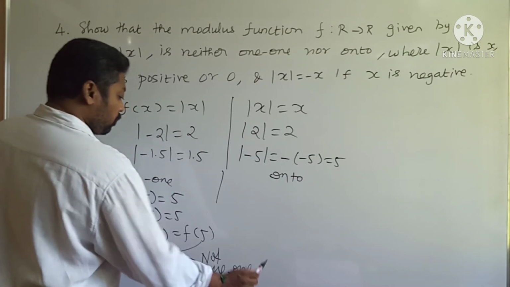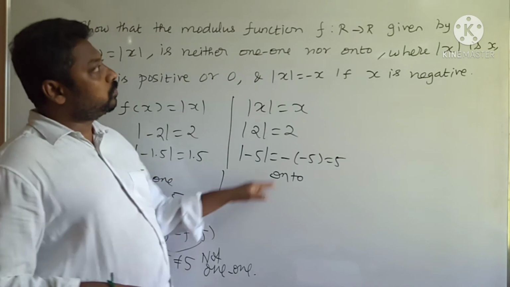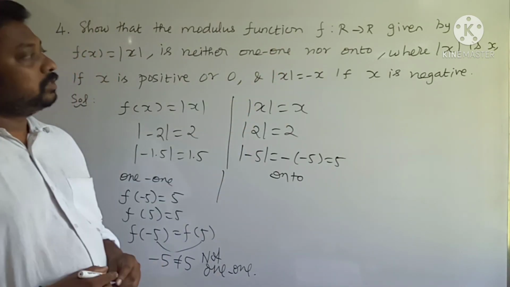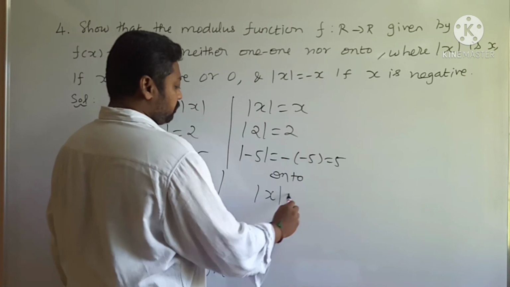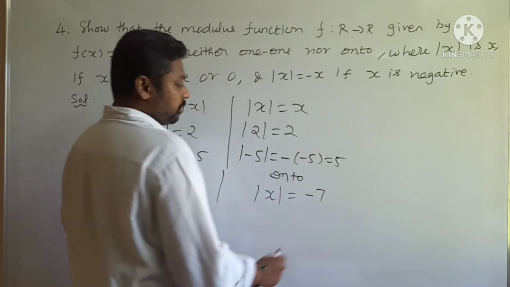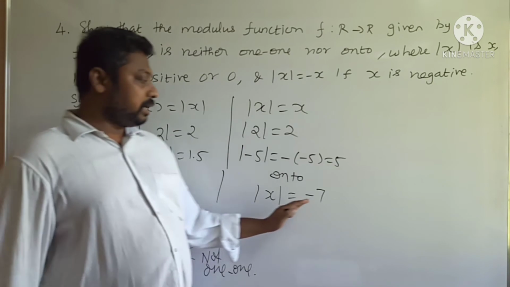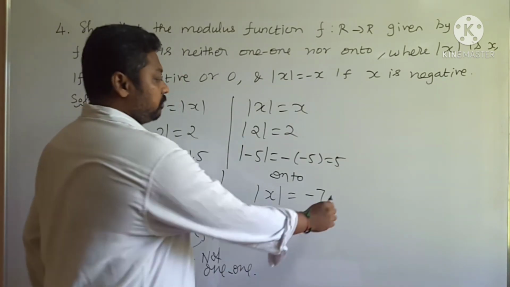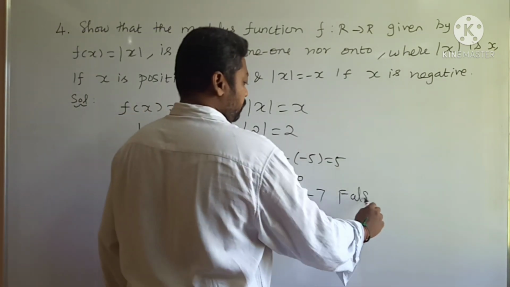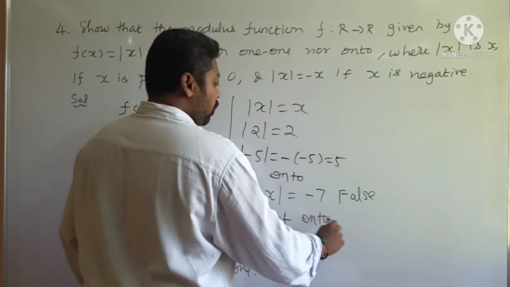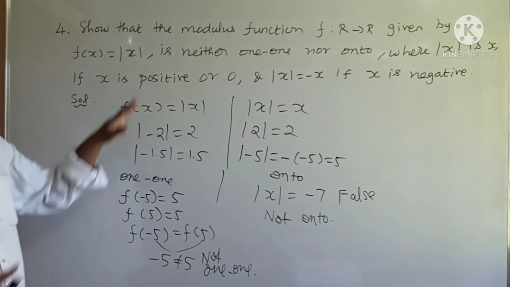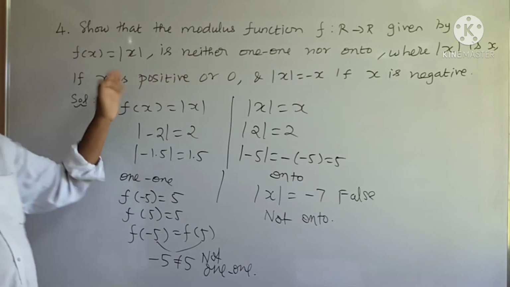1 to 1. Checking for onto, what is the domain given? R, real numbers, so we can take any negative value. So modulus x is minus 7, but modulus value can never be negative. Therefore this is false. So this is not onto. Therefore the modulus function is neither 1 to 1 nor onto.